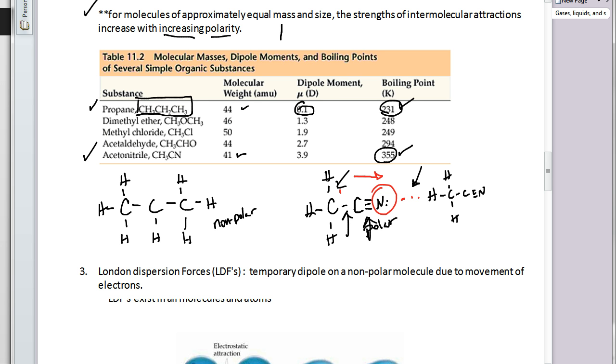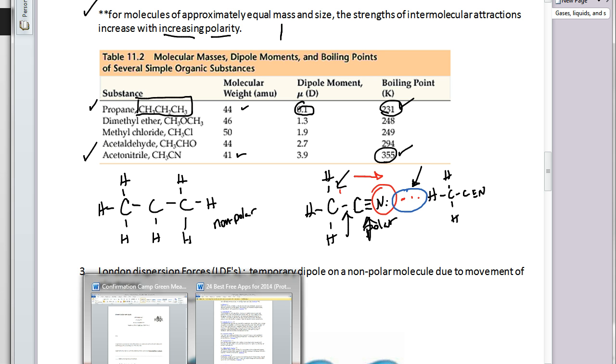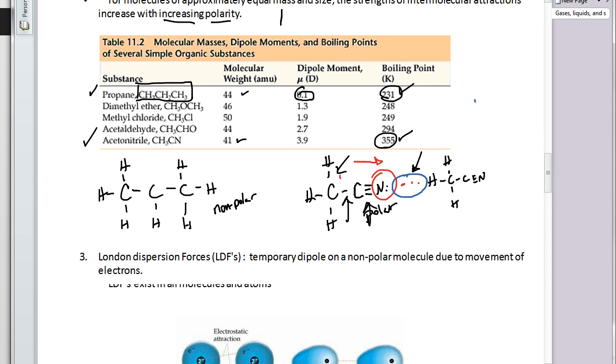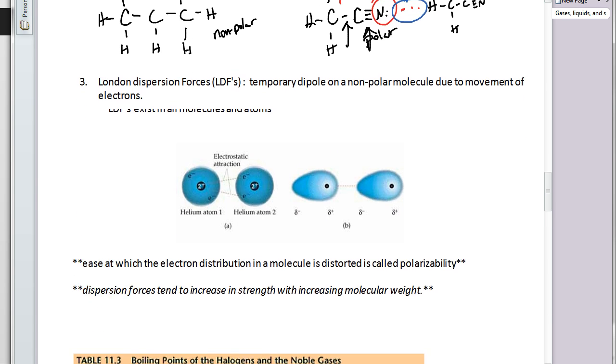What we are doing is overcoming this force of attraction here, this intermolecular force, to get acetonitrile to boil, to go from a liquid to a gas. So really, that's what we're talking about when we talk about intermolecular forces and boiling point.